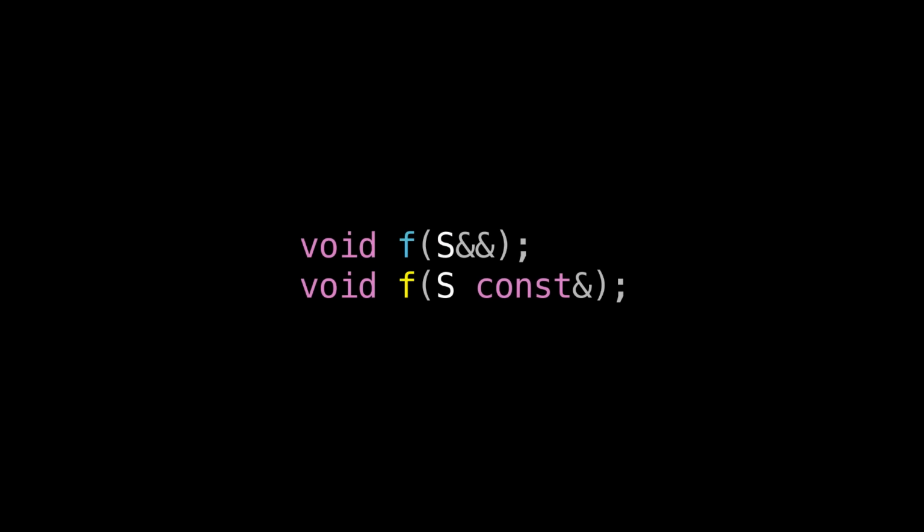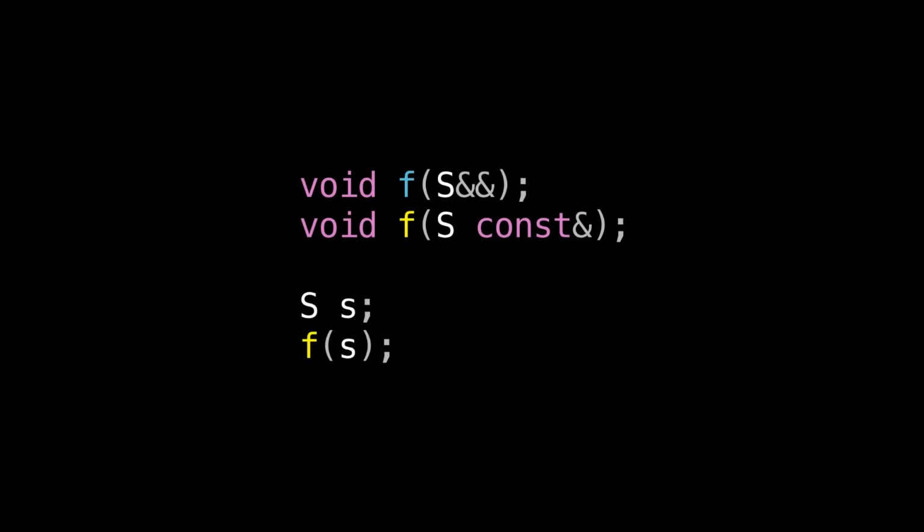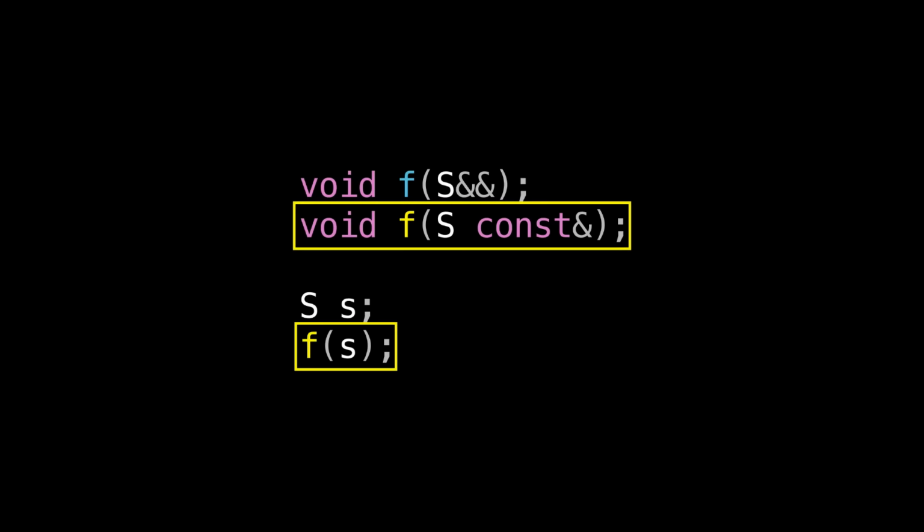Here I have two overloads of the function f. If I declare an s and then call f with an L value, just s's name, it will call the overload that takes a const L value reference. Remember, it can't call the R value reference one because R value references can't bind to L values. So overload resolution picks the const ref overload.